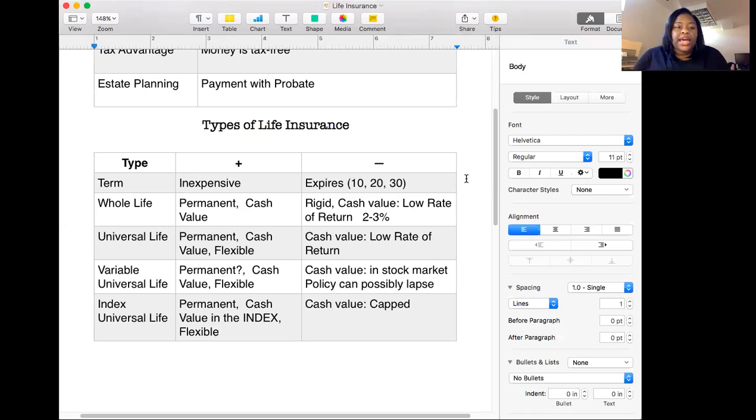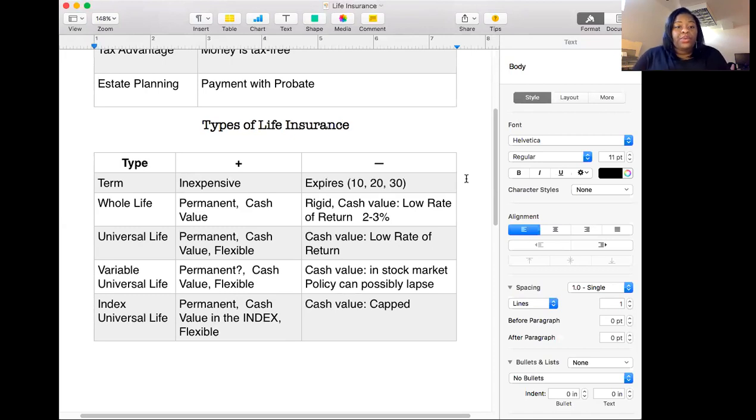The next thing is that after term came out, they came out with whole life. Whole life is permanent, and it has that cash value that I talked about. However, the negative is that it can be very rigid, and the cash value only grows at a 2 to 3% rate. So it has a very low rate of return.